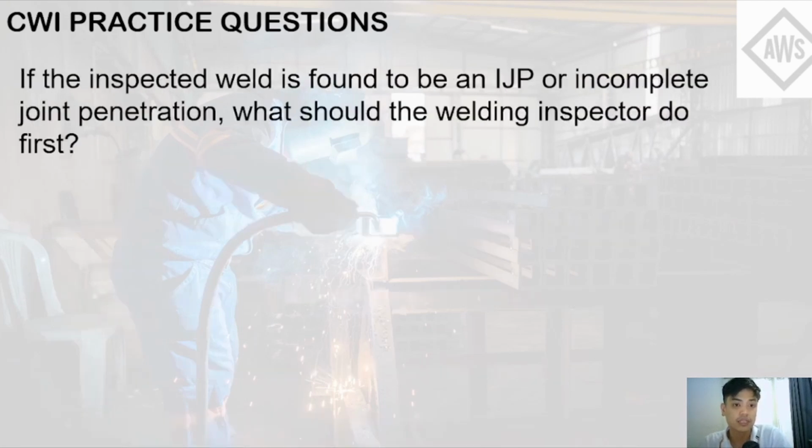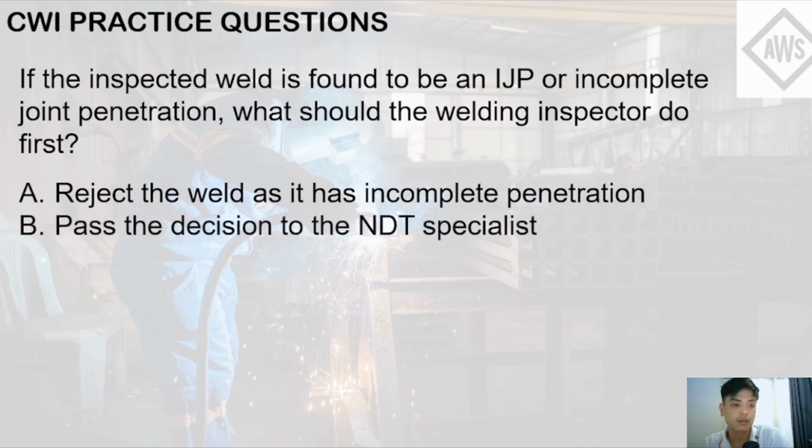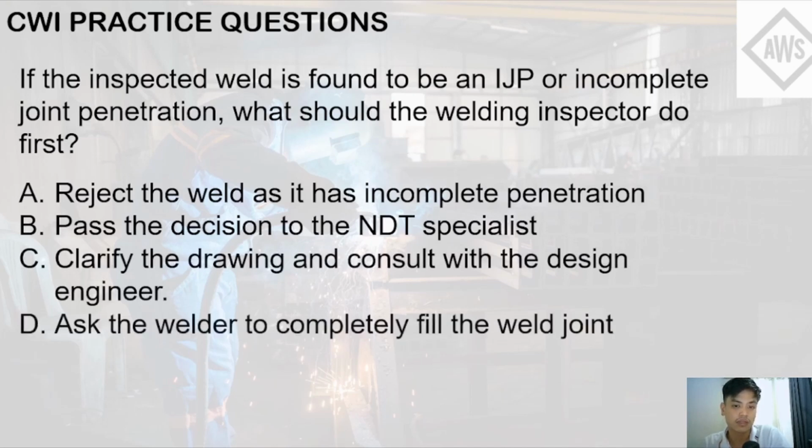Next question. If the inspected weld is found to be an IJP or incomplete joint penetration, what should the welding inspector do first? So this is basically a situational question. A, reject the weld as it has incomplete penetration. B, pass the decision to the NDT specialist. C, clarify the drawing and consult with the design engineer. D, ask the welder to completely fill the weld joint. So basically, this is part of the communication that the welding inspector needs to conduct during his day-to-day activity.